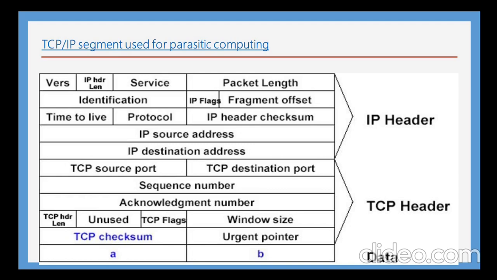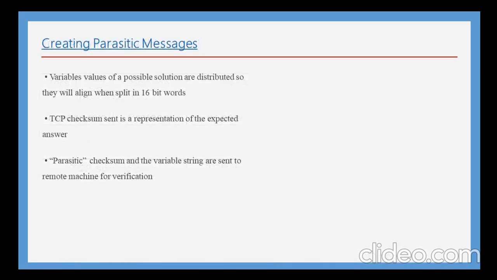How can we create a parasitic message? Variable values of possible solutions are distributed. They will align when split into 16-bit words. The TCP checksum sent is a representation of the expected answer. The parasitic checksum and variable string are sent to the remote machine for verification.